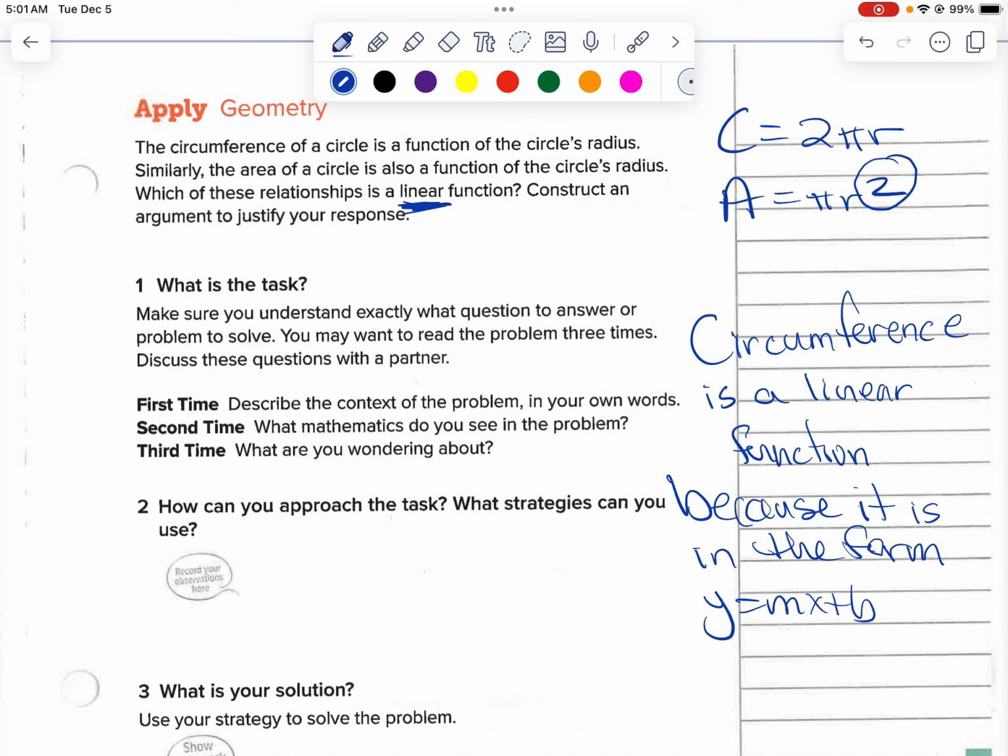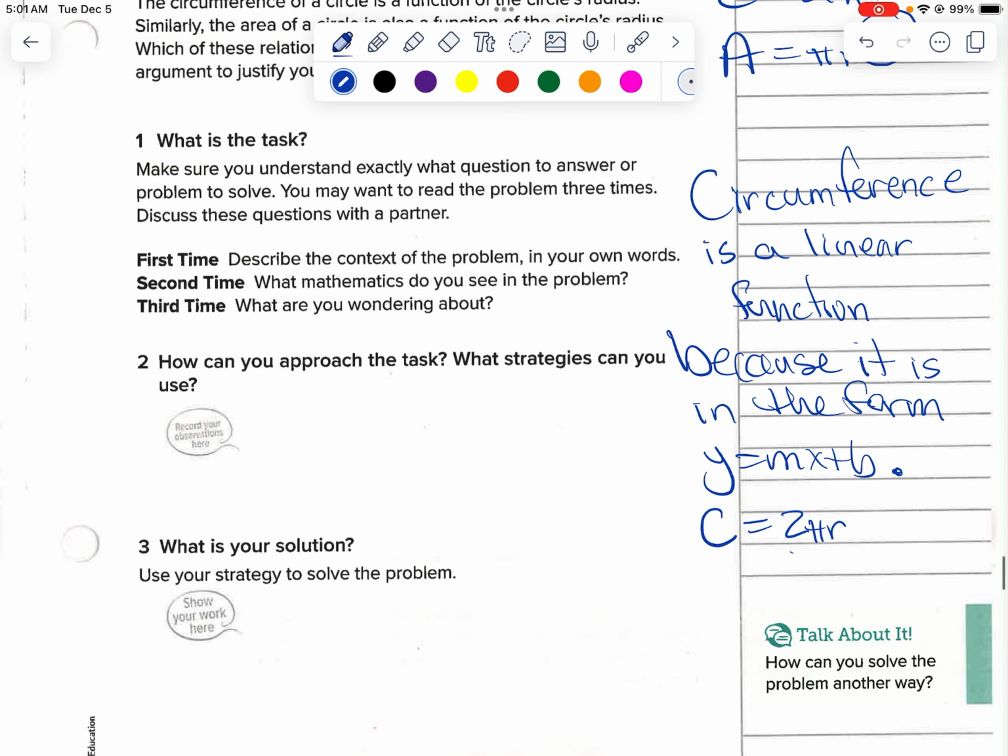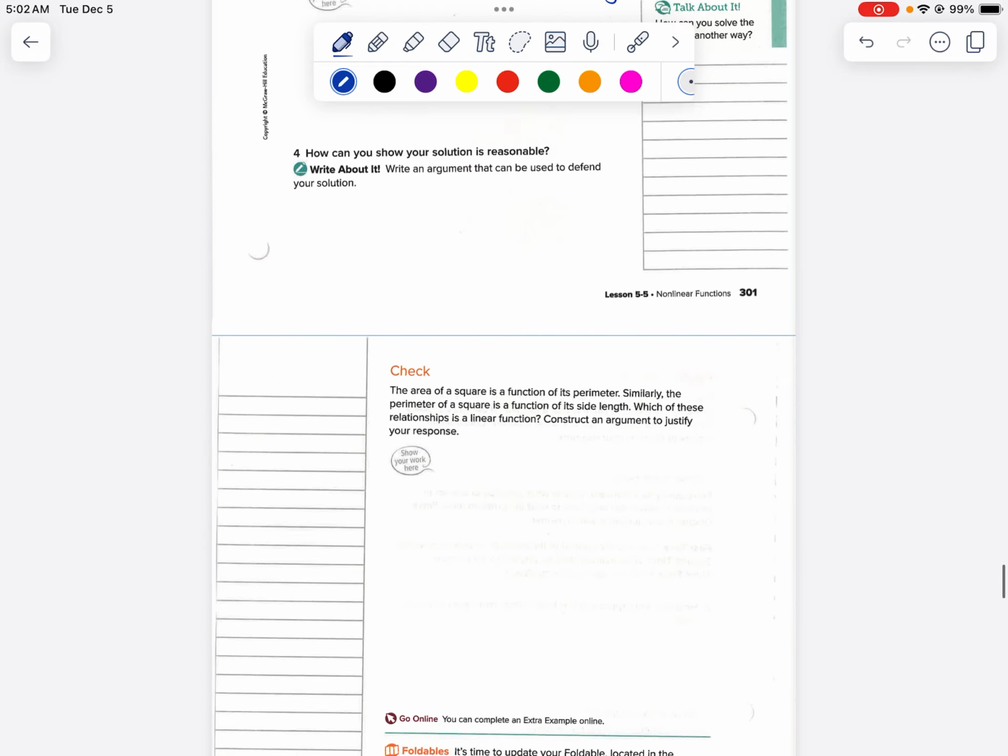Now some of you are like, no, it's not. It says c equals 2 pi r. Okay? This right here, pi is a number. This right here would be our m value. That would be our slope, or our constant rate of change. This would be the same thing as the y value. This would be the same thing as the x value. So yes, it is in the form y equals mx plus b. Okay.